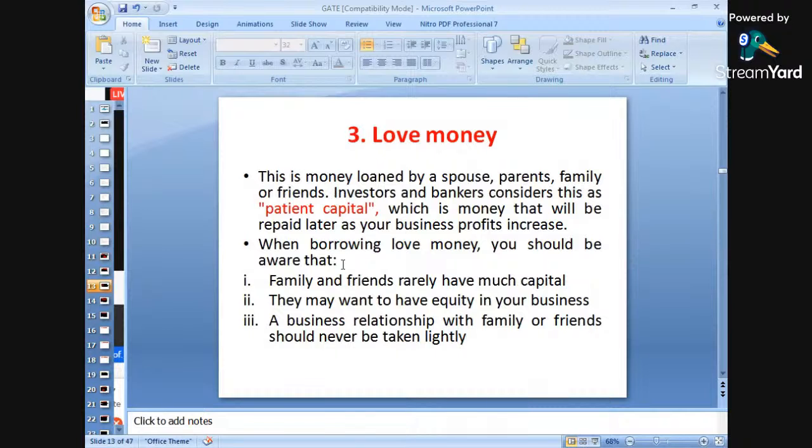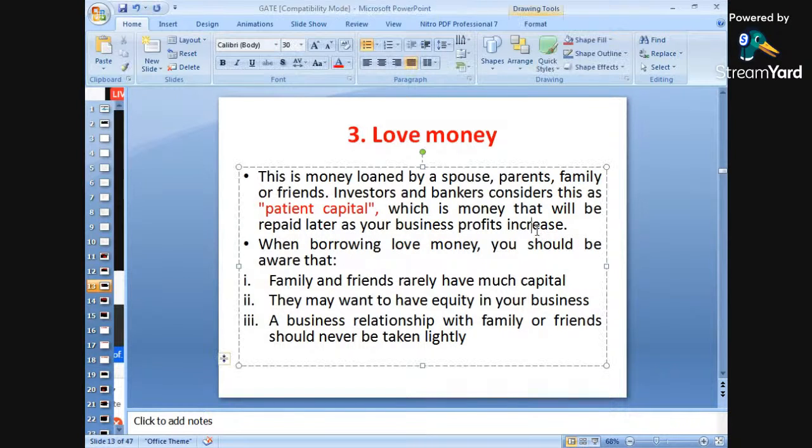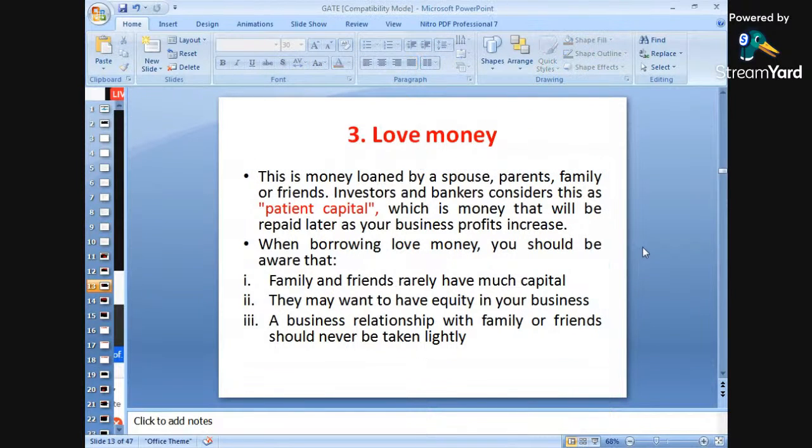That means the members who are close to us, so we can have the amount from them also. The investors and bankers consider this as patient capital, which is money that will be repaid later as your business profit increases. That means we have to repay the amount which has been taken from our family members or from parents. We are taking some amount, so we have to pay it back.